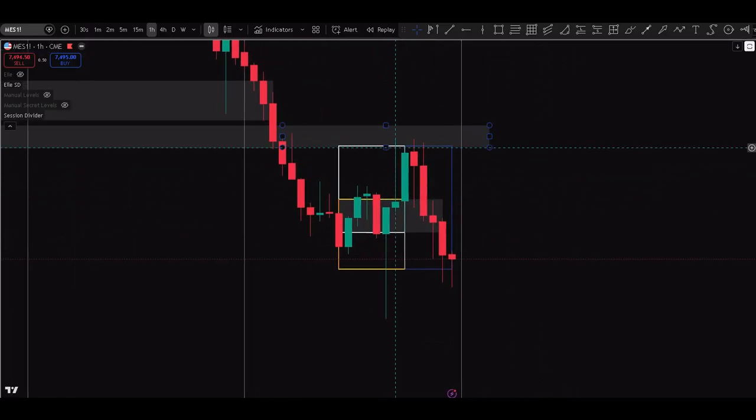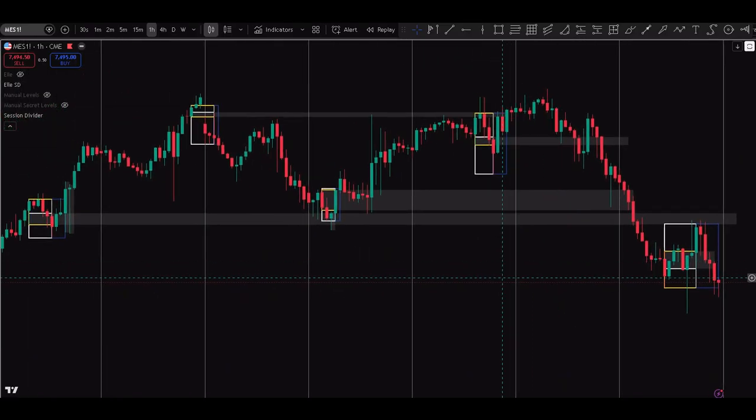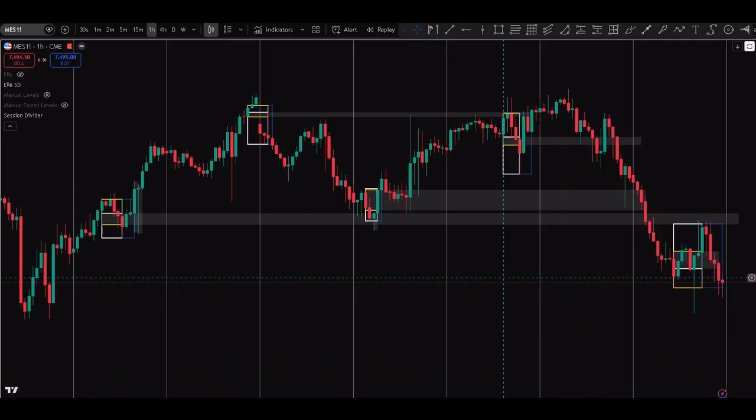And as you can see here, we came back to test the secret level and then drop lower. I wait for these secret levels, these containment zones, to be created, and I see how we're interacting with the secret level. Now, I've written a support indicator to help me identify the secret levels and how to trade them. As a reminder, it's called manual secret levels. So let me turn that on and show you how it works.